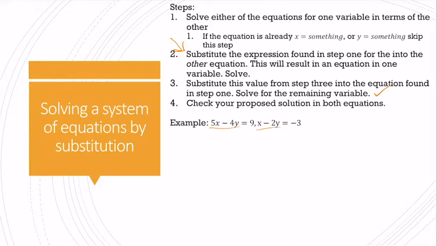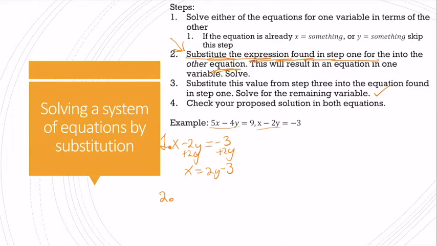Let me work this through. I'm going to take x minus 2y equals negative 3, and solve that for x. Why did I pick x? Well, it was already all by itself. It was the easiest thing to solve for. So I have x equals 2y minus 3. That's my step 1. Step 2 is to substitute that expression into the other equation.